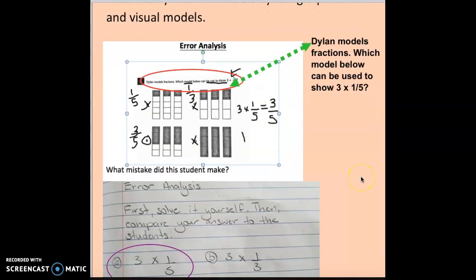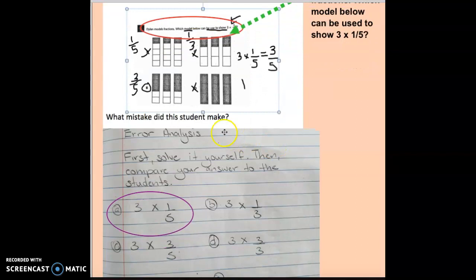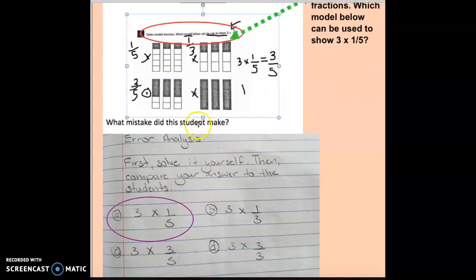All right, so let's look at an error analysis. The error analysis problem says that Dylan models fractions. Which model below can be used to show 3 times 1/5? So we need to figure out what is the mistake that this student made. So we see here that we have 4 options.